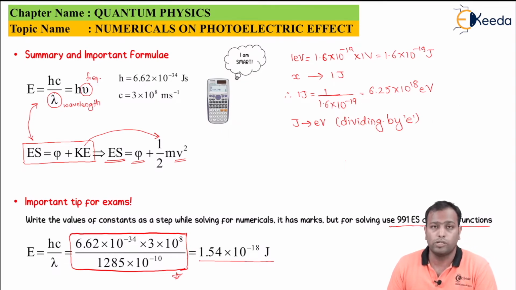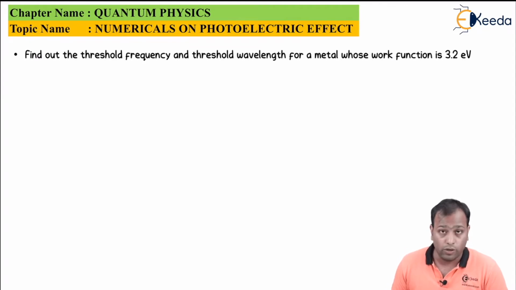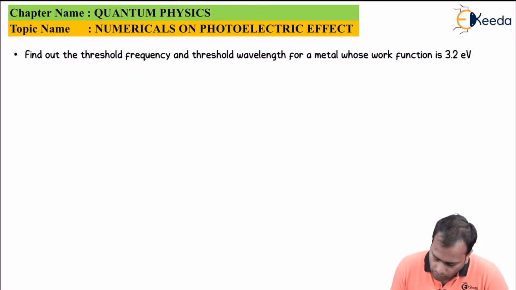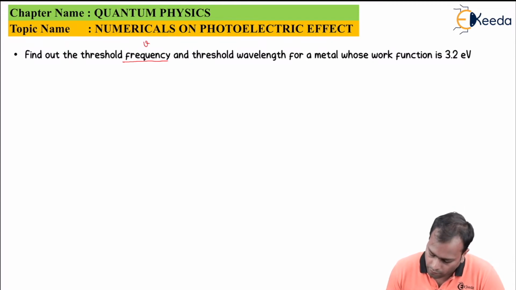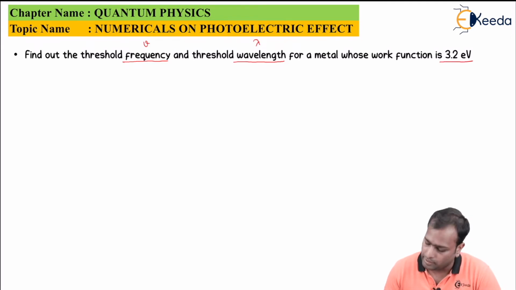So this is a crucial step you need to remember for conversions. Now let's begin to solve the numericals. The first numerical reads out: find out the threshold frequency and threshold wavelength for a metal whose work function is 3.2 electron volts. So frequency means you need to find the nu value, wavelength means you need to find the lambda value, whereas this 3.2 electron volt is nothing but its work function, which is denoted by phi.